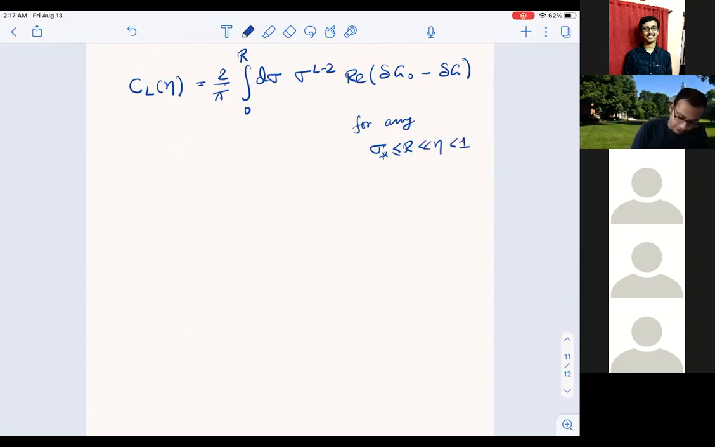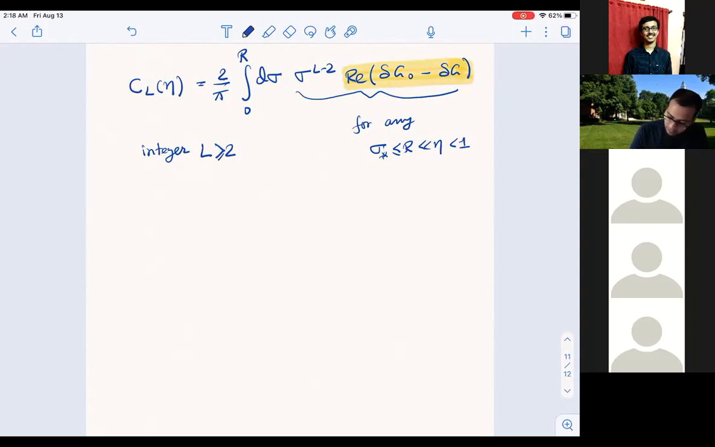And again L is an integer greater than or equal to 2. So as you can see, this entire thing inside the integral is positive. The positivity of this part follows from the positivity condition that we derived, and sigma to the power L minus 2 is always positive because L is an integer.